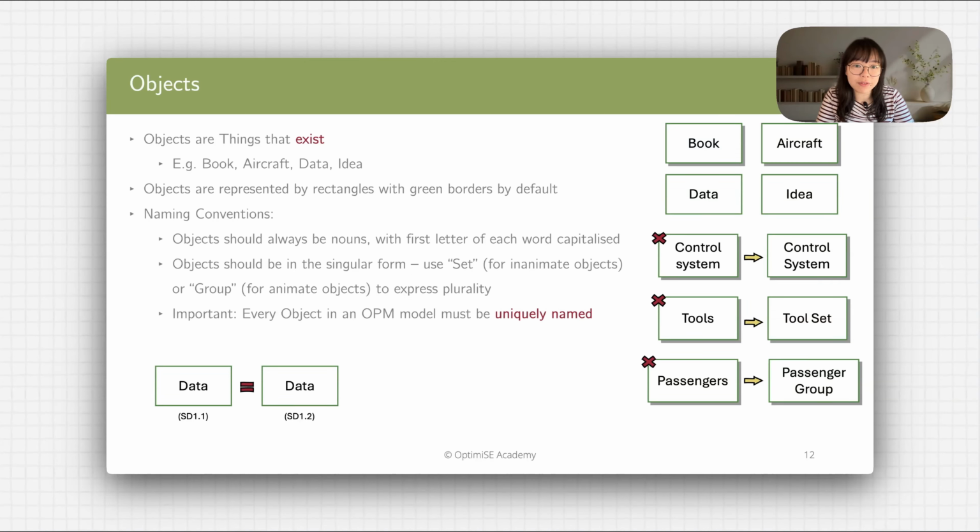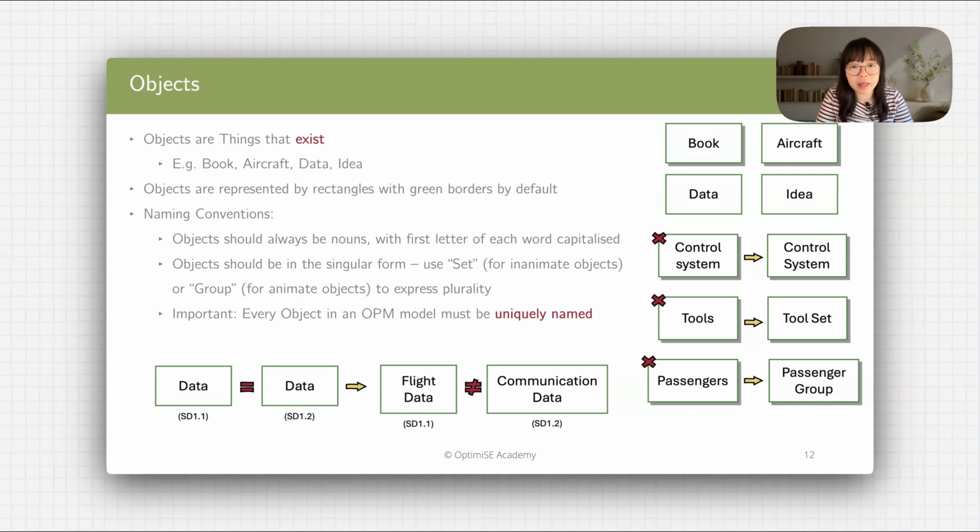So if you don't mean for these two to be the same, for example, if you have flight data and if you have communication data, you would need to name them appropriately in order to keep them separate. And this is also why objects in OPM tend to have quite descriptive and sometimes long-winded names as well. So now let's take a look at how we can create an object in OpCloud.